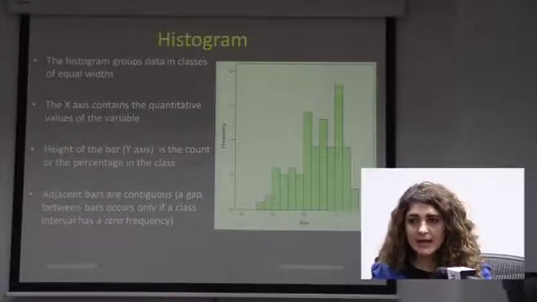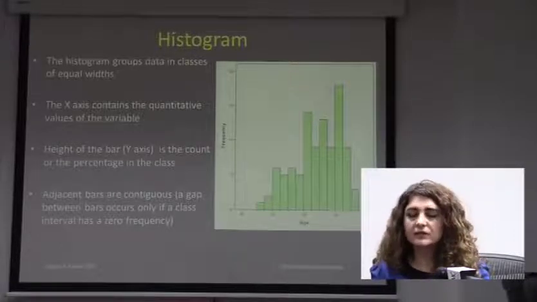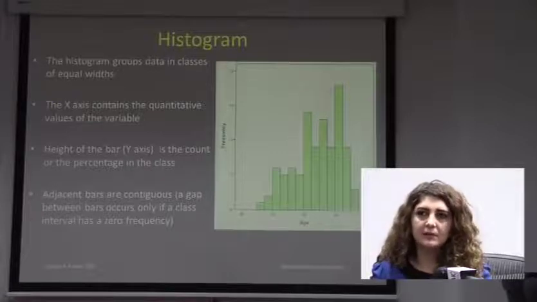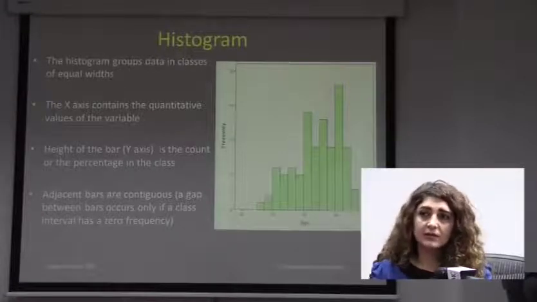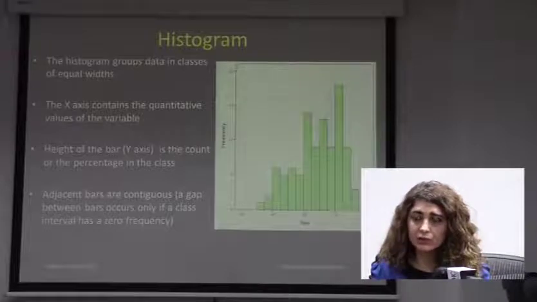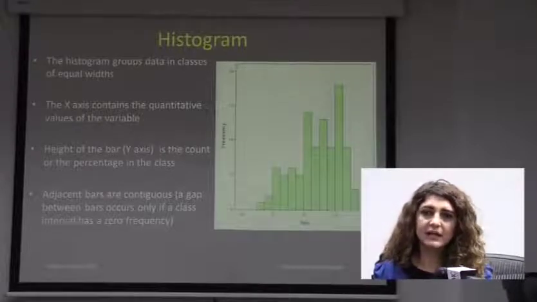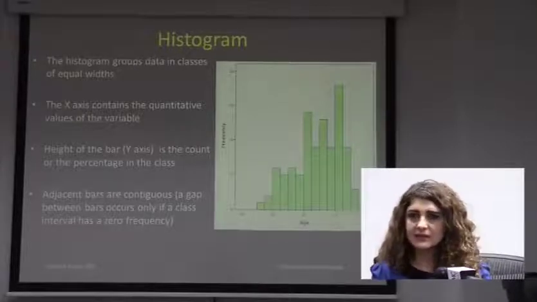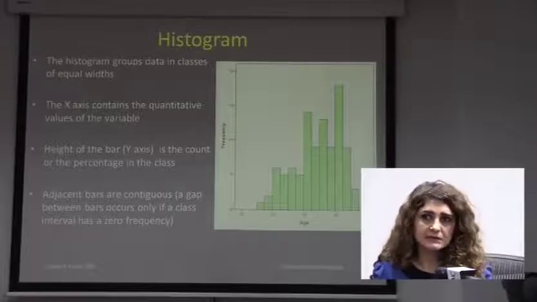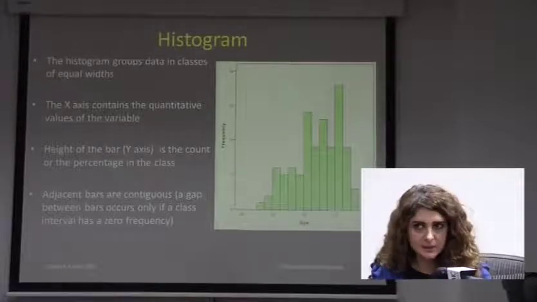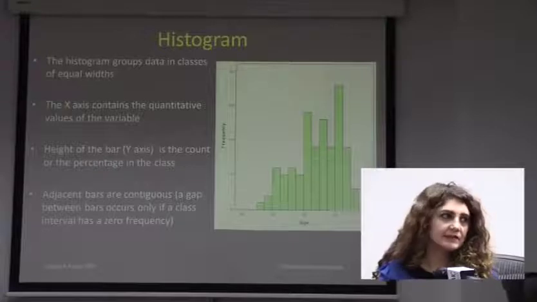Now, in the histogram, the adjacent bars are contiguous. So I don't have a gap like in the bar chart. And the reason here is that even if I don't have any column between 40 and 50, this does not mean that I don't have a category, 40 to 50 years of age. This category exists, but nobody in my sample fell in this category.